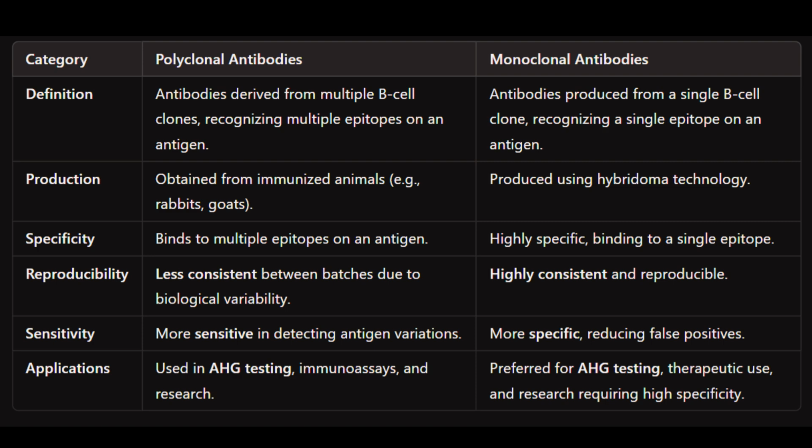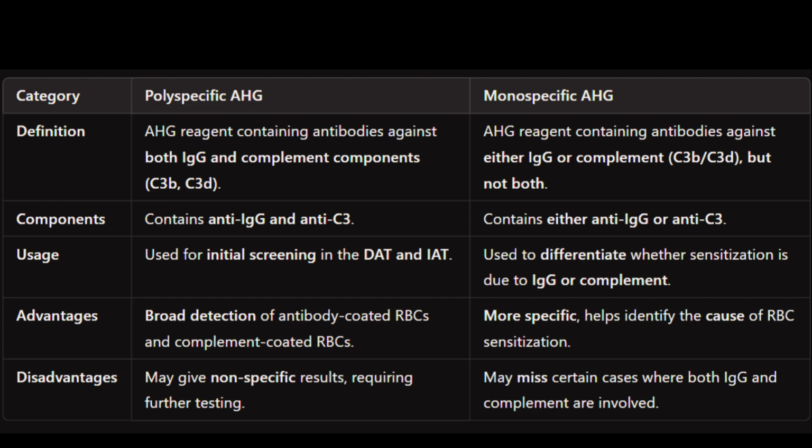This one can be used for immunoassays and research, but this one for therapeutic use, so it's more on pharmacology, and then research requiring high specificity. So this one is the definition again: each reagent containing antibodies against both IgG. By definition, define a polyspecific AHG reagent.